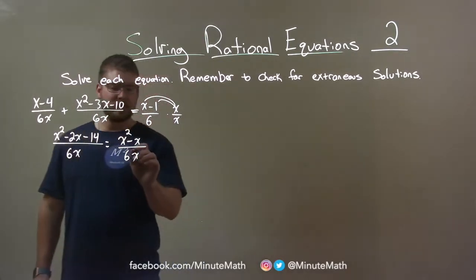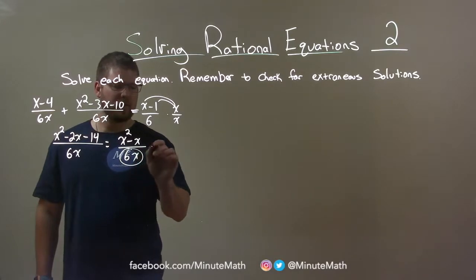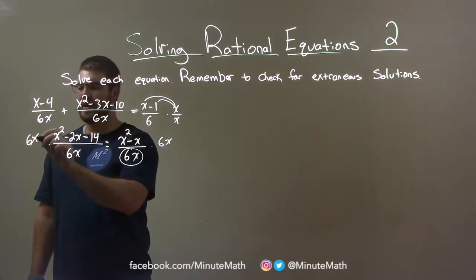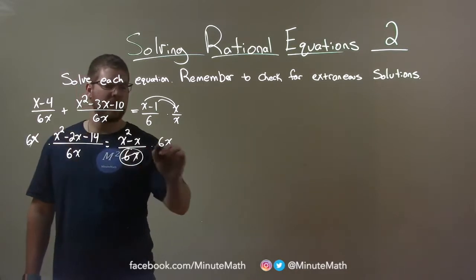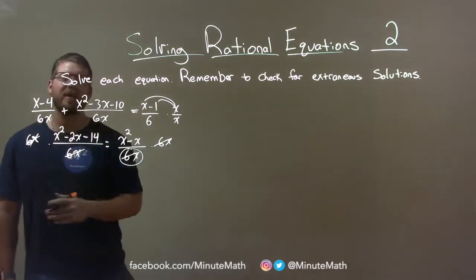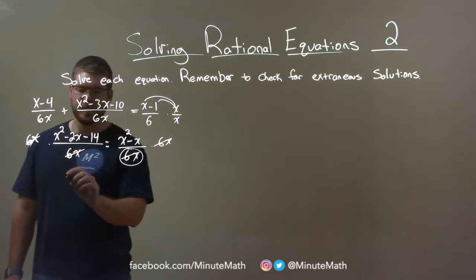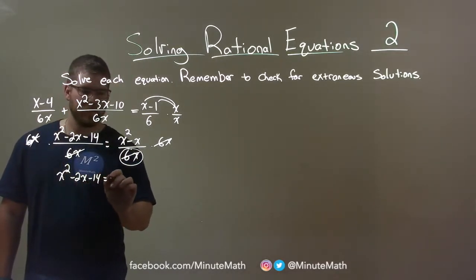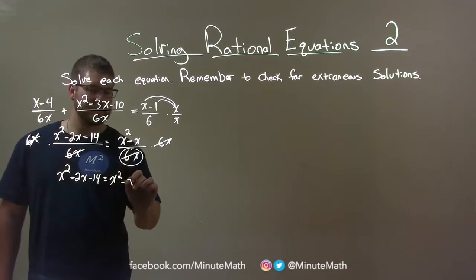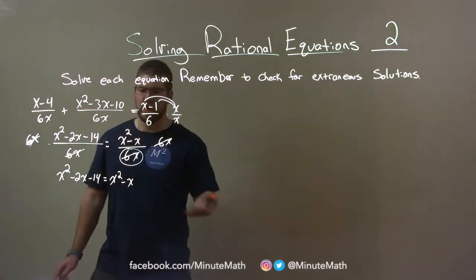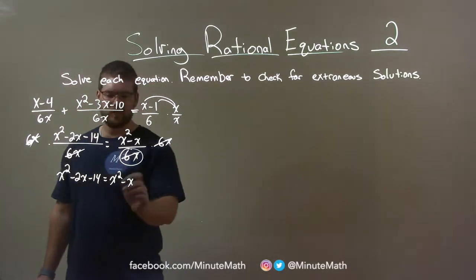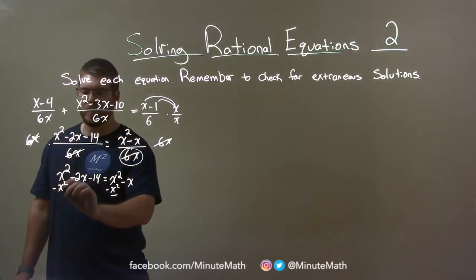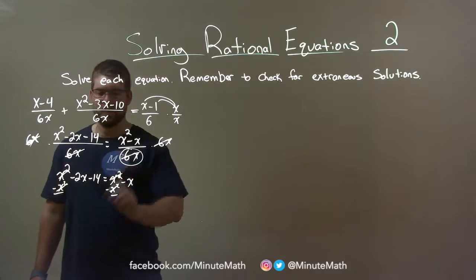Now, if I take this denominator right here, and I multiply that to both sides, which I'm allowed to because it's being divided by, these will cancel, and so will this. Makes it a much easier problem to solve. X squared now minus 2x minus 14 equals x squared minus x. Bring all of our like terms together to the left, subtract an x squared from both sides, and hopefully you can see they cancel, right?